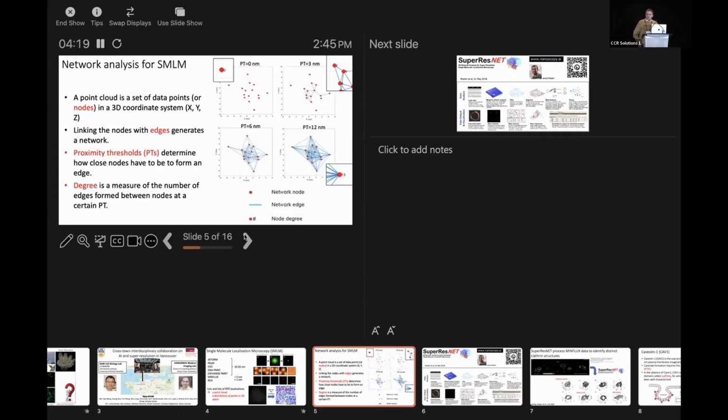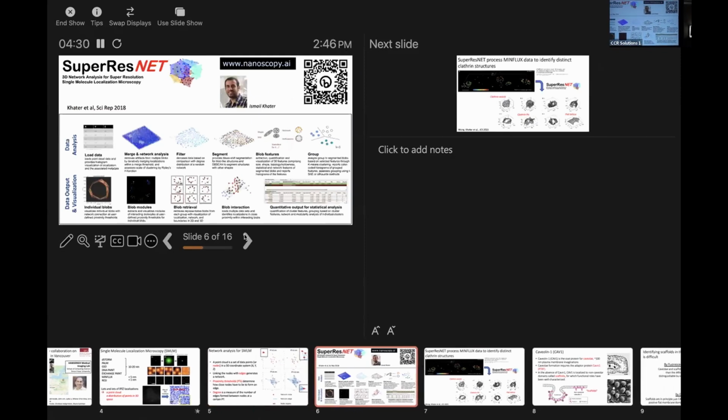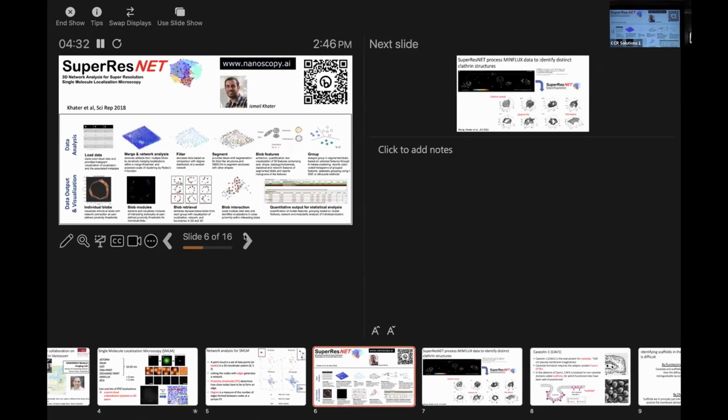And that's the degree. So every point gets a number that's a degree. The degree is the measure of the number of edges formed between nodes at a certain proximity threshold. And so we developed a machine learning algorithm to analyze the connections, the edges, based on network analysis. And fundamentally, this process was developed by Ismail Kater, a former student in Ghassan's lab.